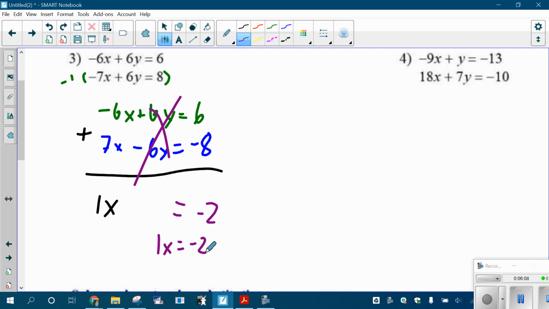That's an equation with just one variable. The only variable is x, and so we can easily solve that. In fact, it's already solved. x equals -2. You can divide both sides by 1 if you want. But we solved it. Now keep in mind, don't stop here.